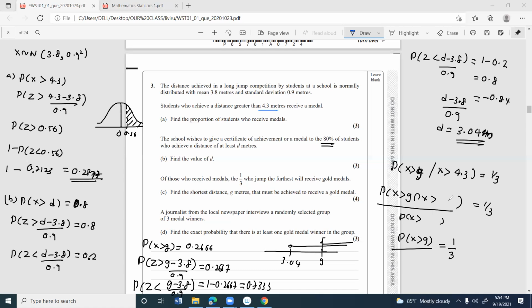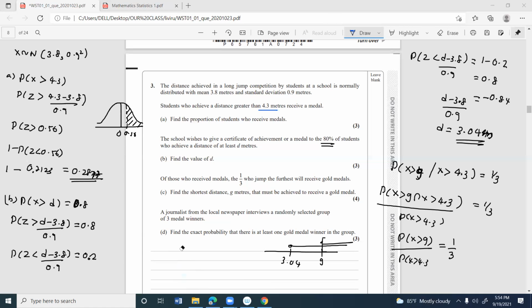This is 4.3, and probability of X is greater than 4.3. Sorry, it's my mistake. I didn't read the question properly. You have to read the question very carefully when you're working it out. Yeah, let's go ahead with this.